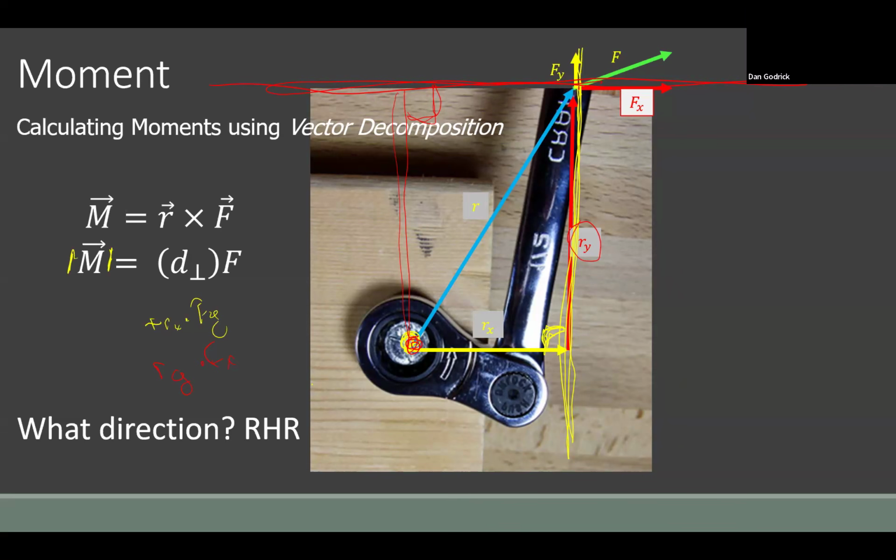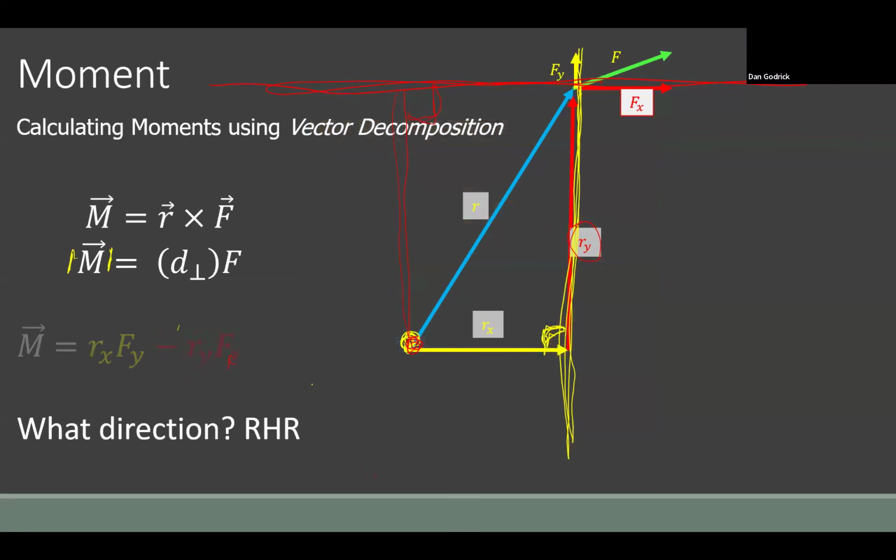Now, this is a little strange, though. Put your fingers pointing in the direction of Fx, put your palm facing the bolt, and you'll see that your thumb goes into the screen. So that's minus. So the overall moment is Rx times Fy minus Ry times Fx. That's a little crazy. And what direction does that act in? Well, we know that that acts in the k direction due to the right-hand rule.